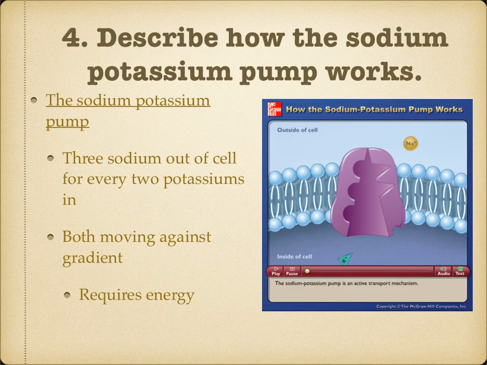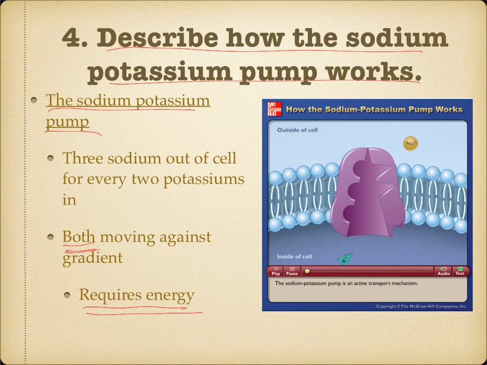I just mentioned how the sodium-potassium pump works. This is a cell membrane pump. And again, 3 sodium ions will be pumped out of the cell for every 2 potassium ions being pumped in. Both of these ions are going against the concentration gradient because there'll be a buildup of sodium ions outside the cell and a buildup of potassium ions inside the cell. And this process requires energy from the cell to function.